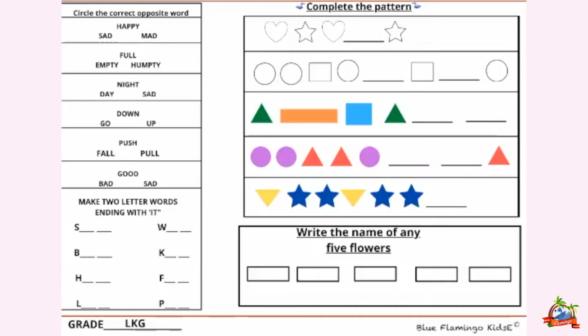You will circle the correct one. Now, let's move to our next question, which is of English only. The question is, make 2-letter words ending with IT.